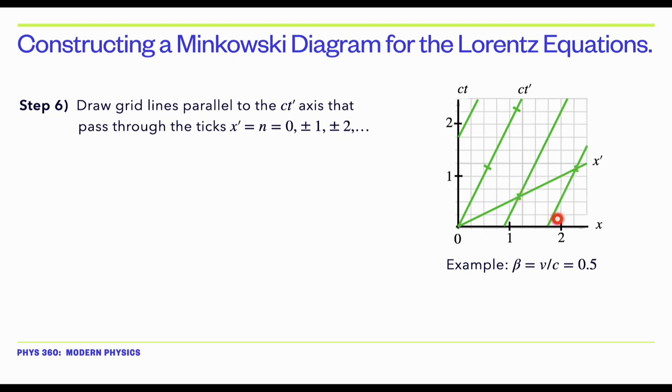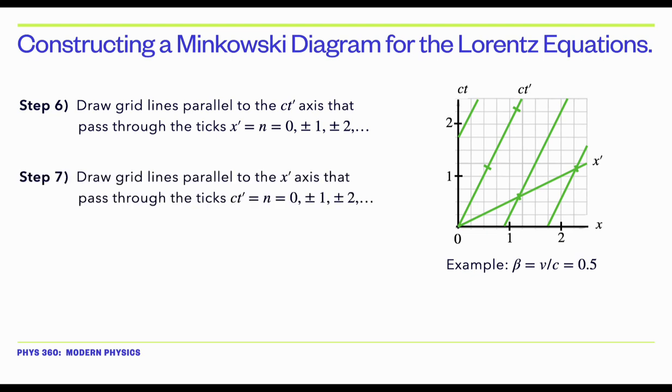So along this line, X prime equals 1. Along this line, X prime equals 2. Along this line, X prime is negative 1. Do the exact same thing for the lines parallel to X prime axis. They look like that. And there we go. We've constructed what space-time looks like in the moving frame mapped onto our CT X axis.